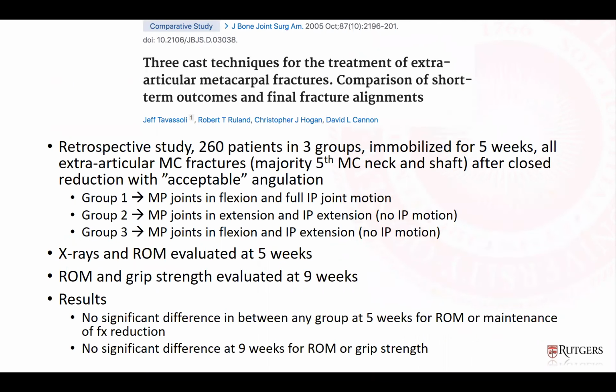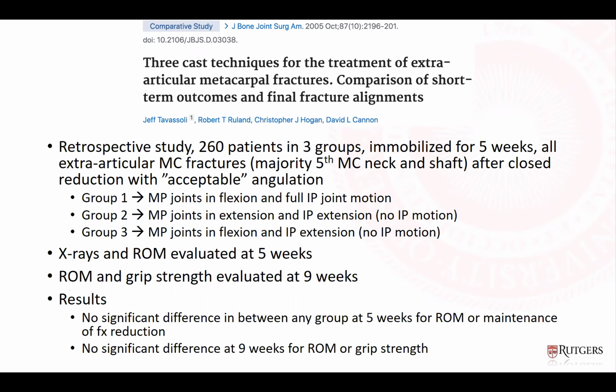This is that study in 2005 out of JBJS. It was a retrospective study. 260 patients in three groups were immobilized for 5 weeks. They were all extra-articular metacarpal fractures. The fractures in this study were closed reduced, and then the acceptable angulation was for the shaft, index and long fingers 10 degrees, ring finger 20 degrees, small finger 30 degrees, and for the neck it was 15, 15, 30, and 50 to 60. So there are three groups.